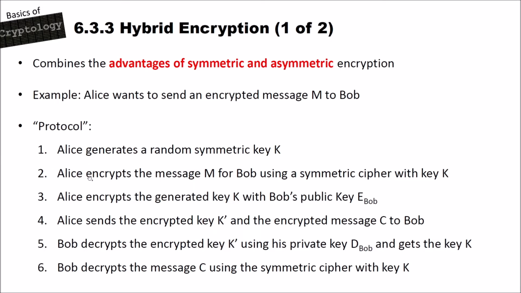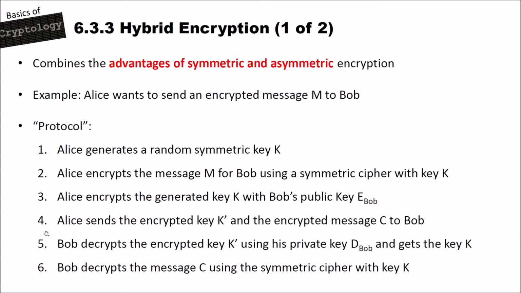Then Alice encrypts the message M for Bob using a symmetric cipher, for instance AES, with key K, the generated key. After that, Alice encrypts the generated key K with Bob's public key e_Bob. At this point, only Bob is able to decrypt the key K with his private key. Then Alice sends the encrypted key K' and the encrypted message C to Bob.